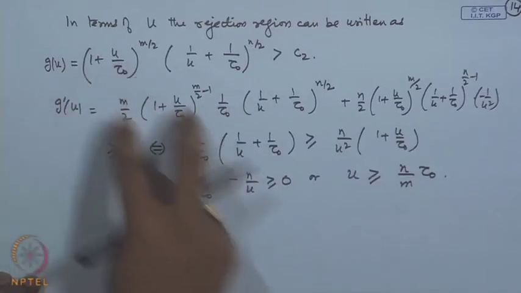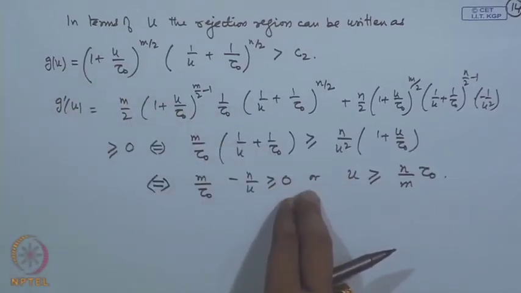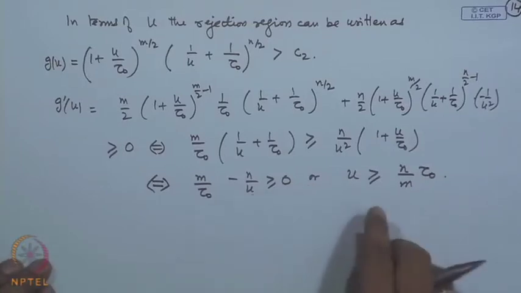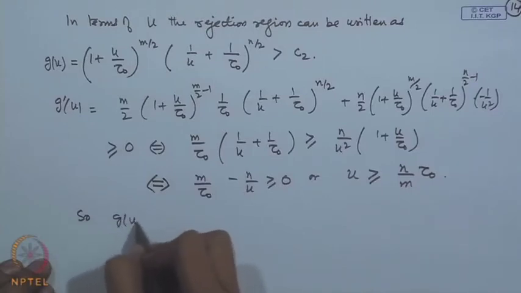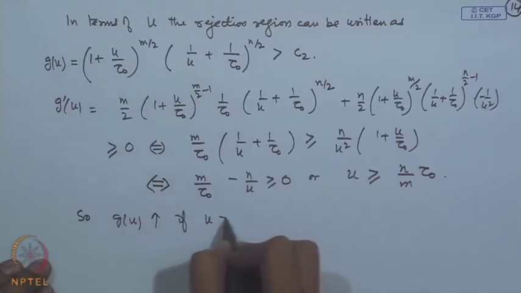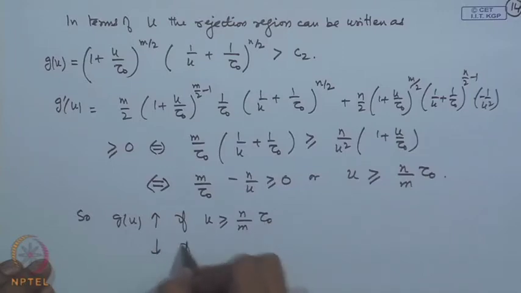So, this function g(u) is increasing if u is greater than or equal to n/(m τ0), and it is decreasing if u is less than n/(m τ0). But what is τ0? That is Σ(y_j − ȳ)² divided by Σ(x_i − x̄)².